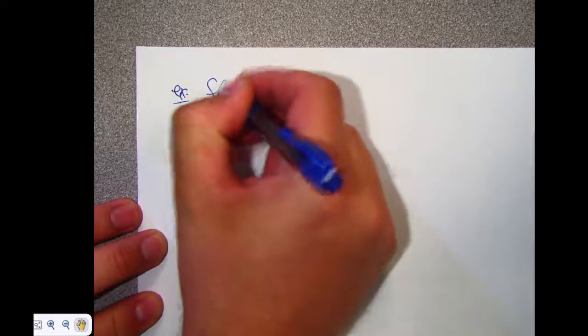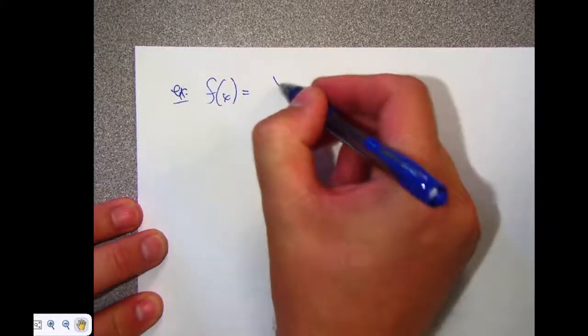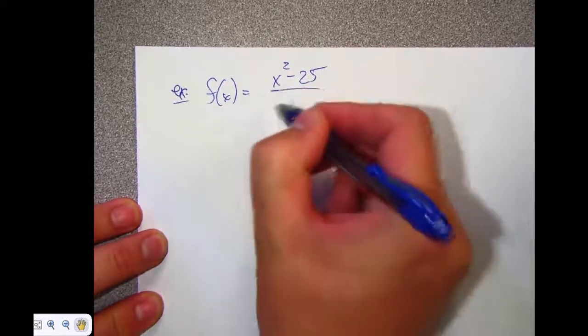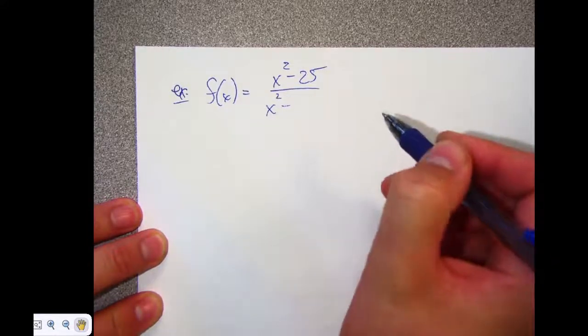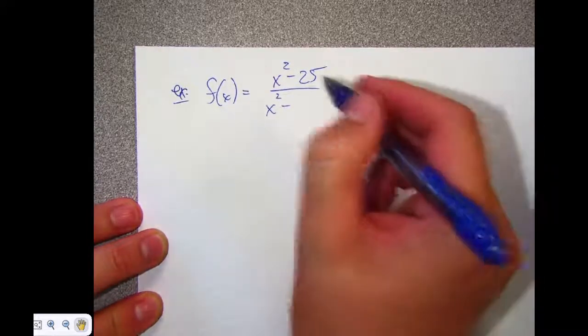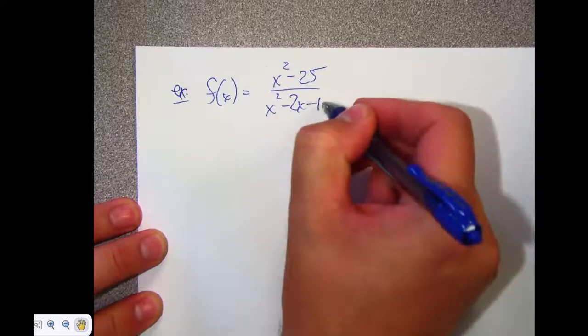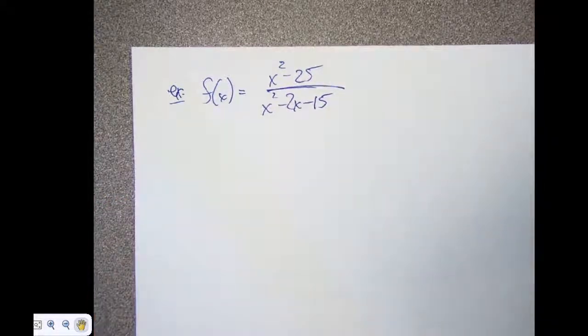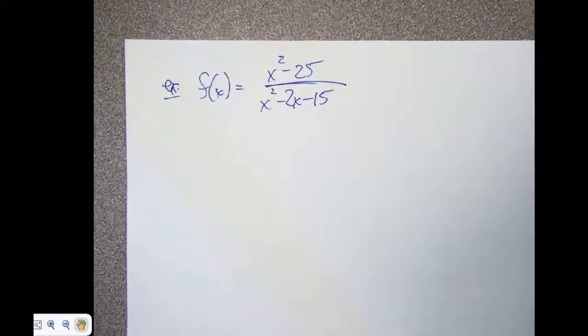Okay. Let's say x squared minus 25 over x squared minus 2x minus 15. Do you want me to do it or do you want to try it? Let's try it. Remember, test Friday.